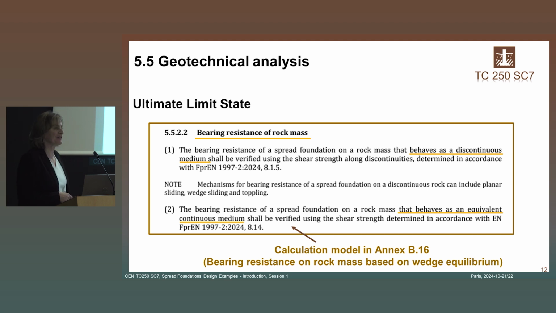Here you see the provisions on rock mass. It is distinguished if the rock mass behaves as a discontinuous medium or a continuous medium. And for the latter one, we have another calculation model in Annex B16, bearing resistance on rock mass based on wedge equilibrium.